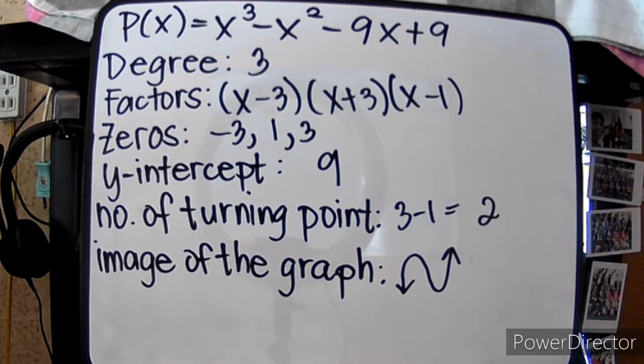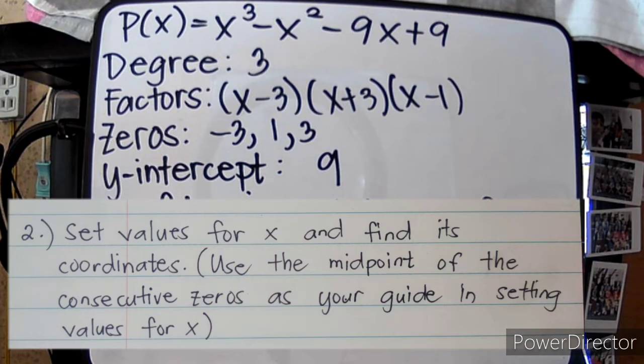And then next, after identifying that, we will be setting values for x and find its coordinates. And para sa pagsiset ng ating values for x, we will be using the midpoint of the consecutive zeros. It will be our guide in setting values for x. So, paano yun? Dito ko lang ipapakita for the next example. I will just be showing it in fast forward.